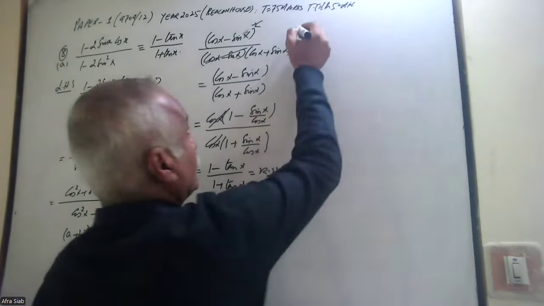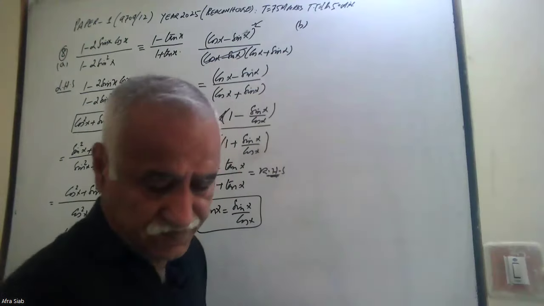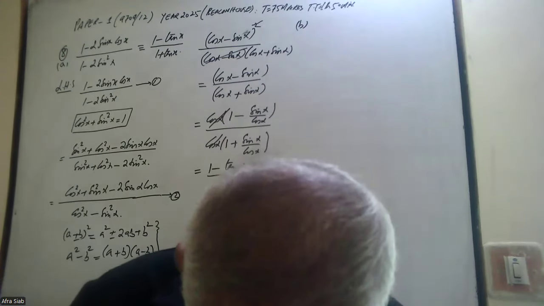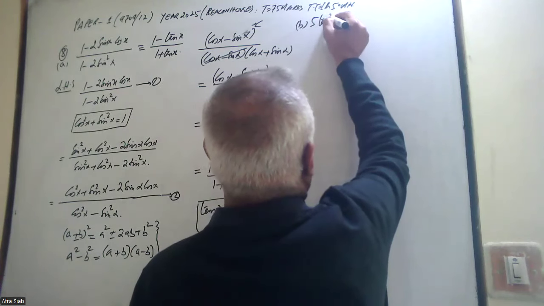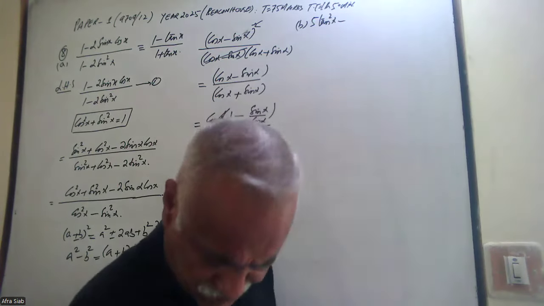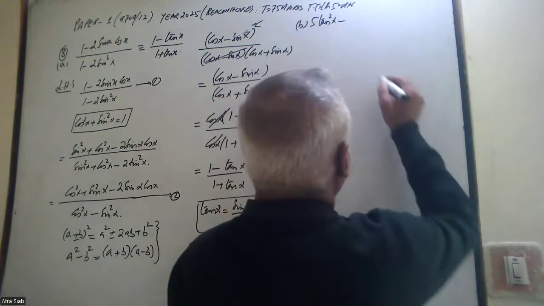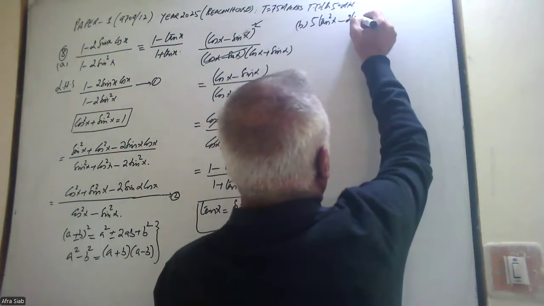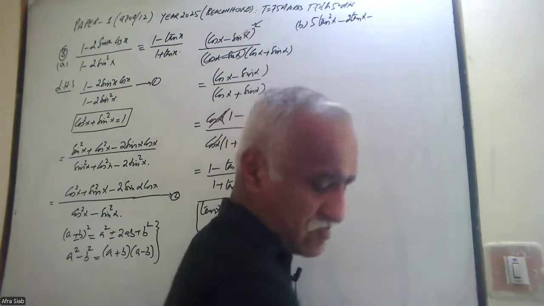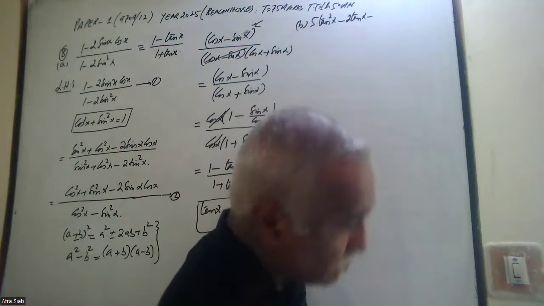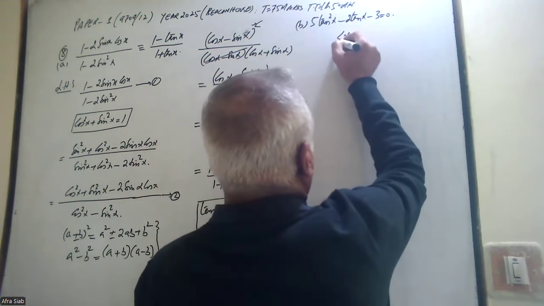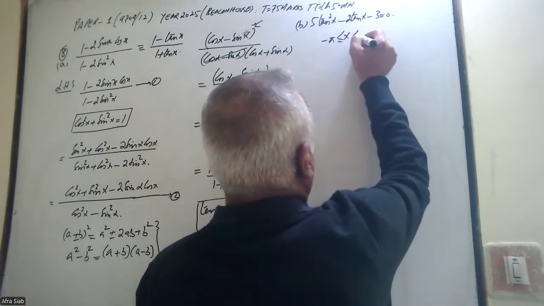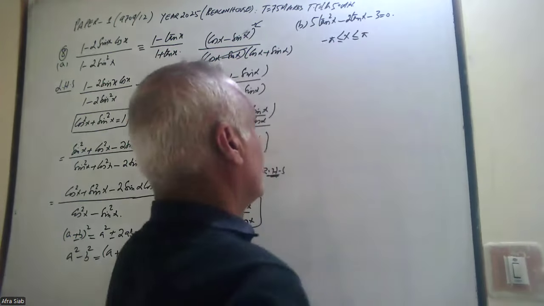The second part of this question number 8 is: solve the equation 5 tan square of x minus 2 tangent of x minus 3 equal to 0. And you have to give the range of x from minus pi till pi. This is the question there.